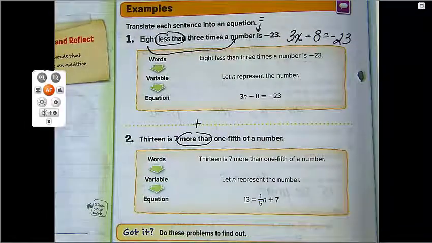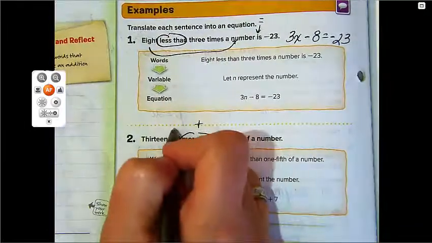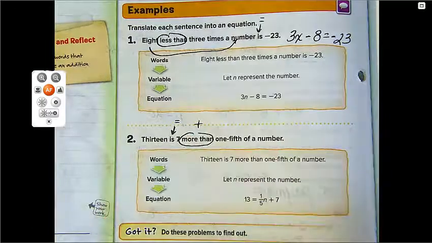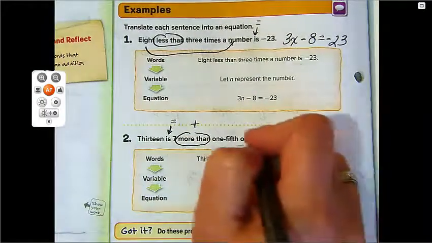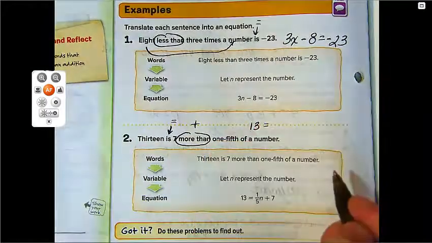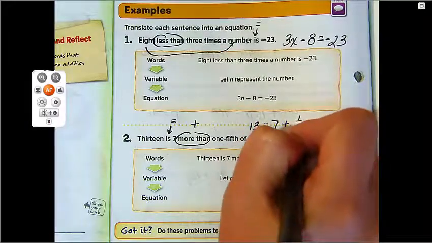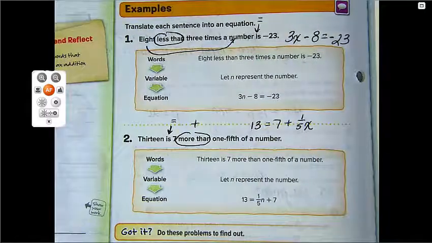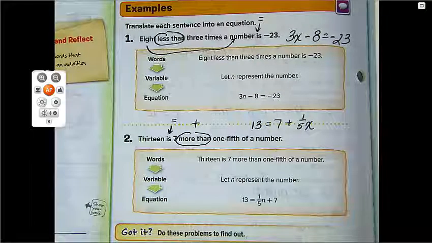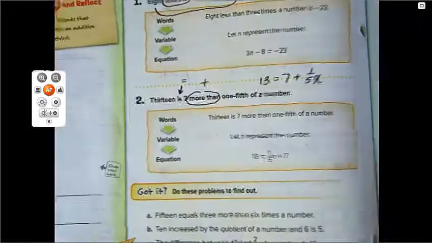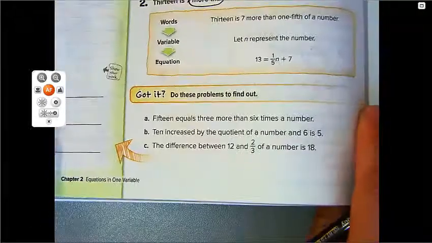And it says 13 is, so right there's your equal sign. So 13 is 7 more than 1/5 a number. 1/5 of a number is just 1/5 times that number. Of means times. Okay? Let's do an equation down here and see if we can just write the problems.